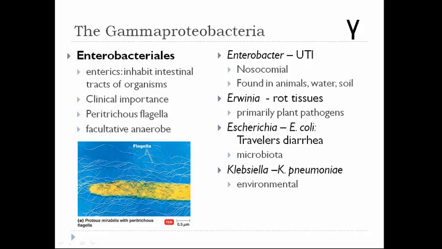Now, if a person from Mexico came to the United States and stayed for about a year and then tried to go back home and drink the water, it's highly likely that they would get diarrhea from the water when they went back because they haven't seen this organism for a while. Next is Klebsiella pneumoniae. Of course, pneumonia tells you what it causes. It is an environmental organism. You find it in the environment, but it can also make people sick.